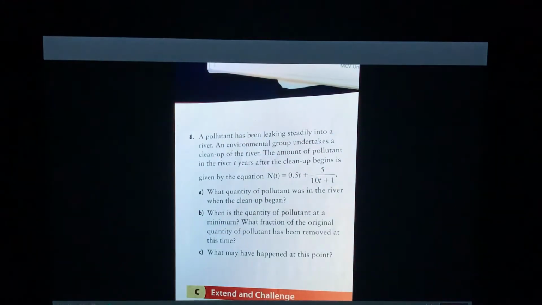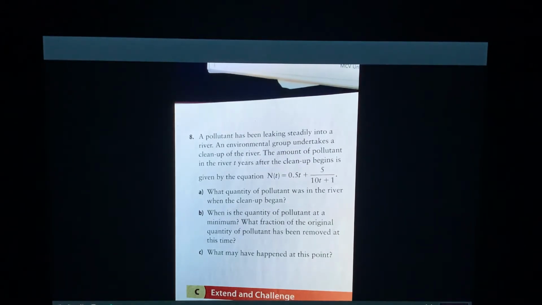The problem states, a pollutant has been leaking steadily into a river. An environmental group undertakes a cleanup of the river. The amount of pollutant in the river t years after cleanup begins is given by the equation n(t) = 0.5t + 5/(10t + 1). The first part of the question asks what quantity of the pollutant was in the river when the cleanup began.